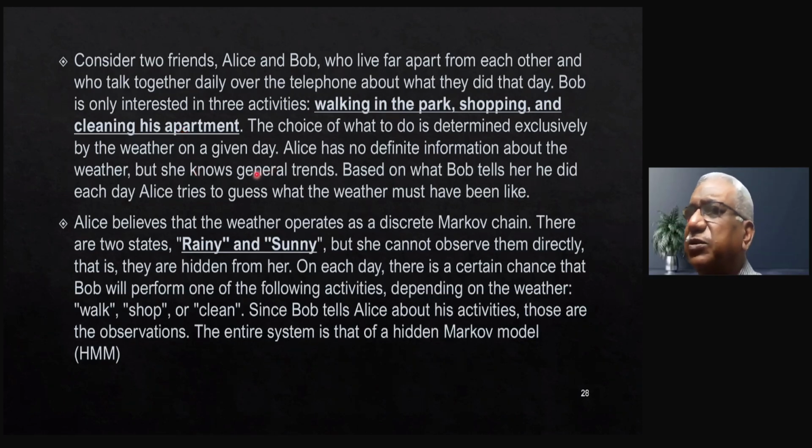So now we have two things. One, the discussion between these two people will definitely tell us what is happening. Are they walking? No, not they, one person, that is Bob. Is he walking? Is he shopping? Or is he cleaning the house? Alice knows what he did today, but what she doesn't know is whether it is raining, good weather or bad weather. Based on the data she gets from Bob, she has to guess the weather.